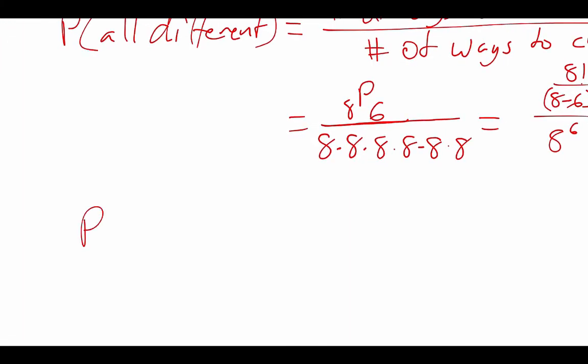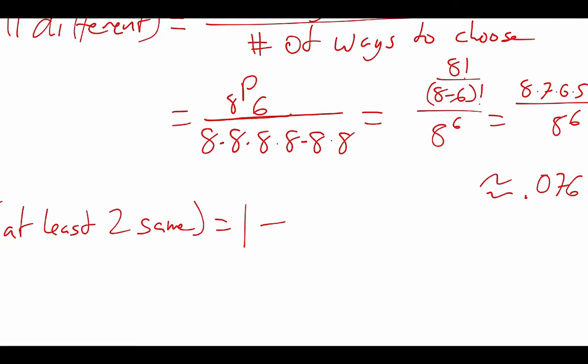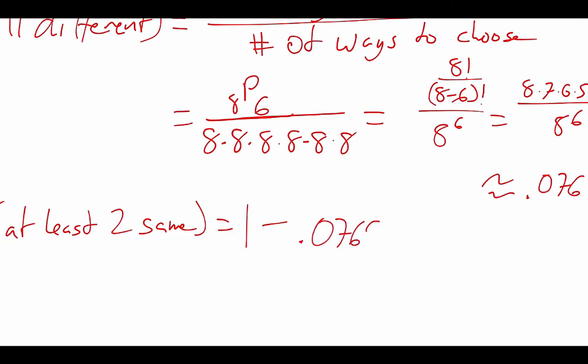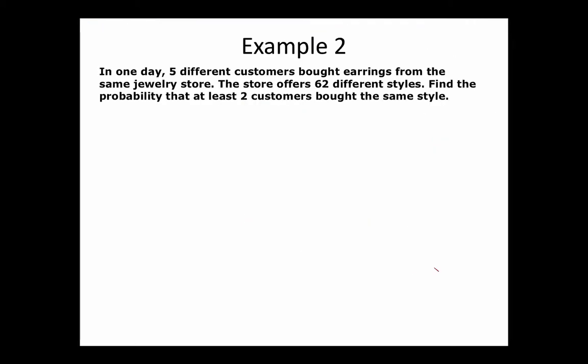So the probability that at least 2 are the same would be 1 minus that 0.0769, which would be 0.9231. In other words, there's a 92.31% chance that at least 2 people choose the same butterfly, and let's be honest, it's going to be the monarch. This last problem is kind of similar.